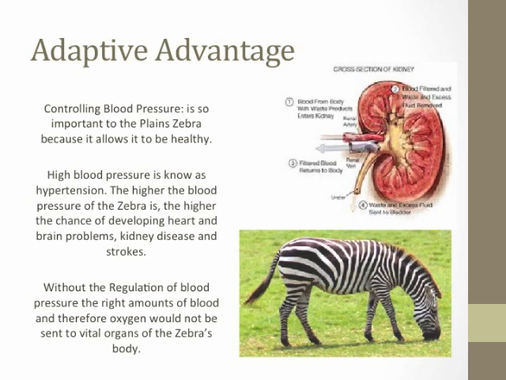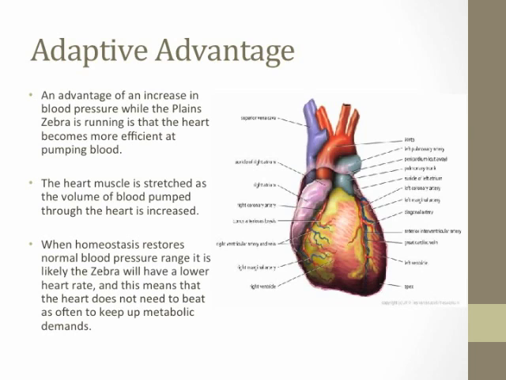Without the regulation of blood pressure, the zebra would not be able to send appropriate amounts of blood to the brain and vital organs, and therefore would not receive the oxygen and nutrients required for survival. An advantage of the increase in blood pressure while the zebra exercises is that there is more blood flowing at a faster rate and body cells gain more oxygen and eliminate waste faster.